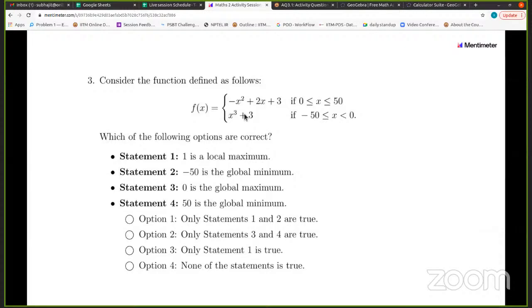Okay. Sir, can you plot this graph and explain? Then it will be easy for us. Yeah, I will do that.